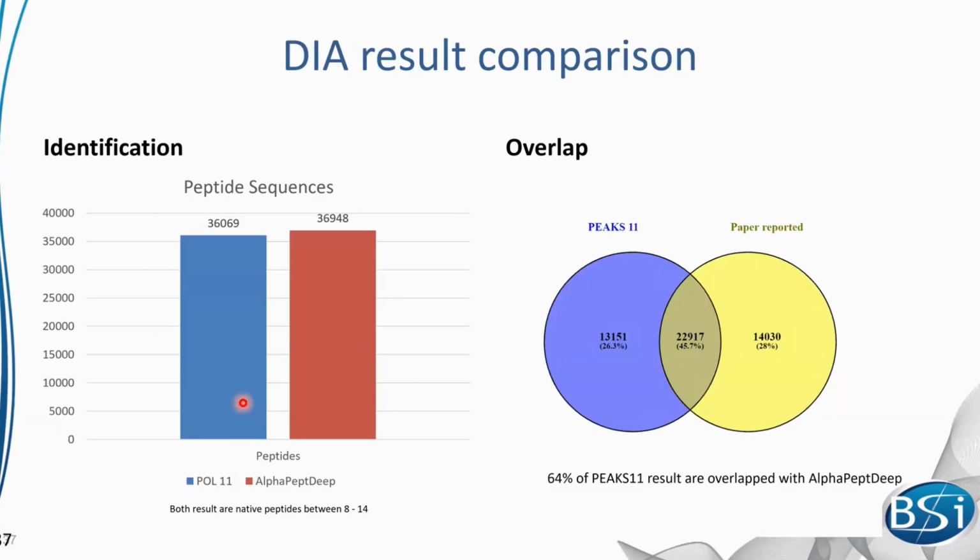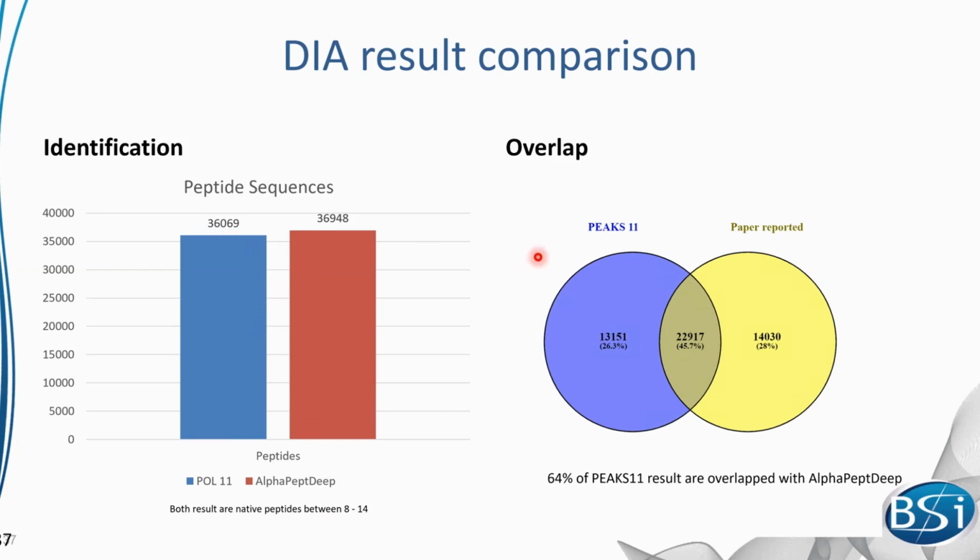And here we compare the peptide sequence using the same filter. That means we just compare the peptides with length between 8 to 14. And we report a close number to the paper. Both of our searches report around 36,000 peptides.